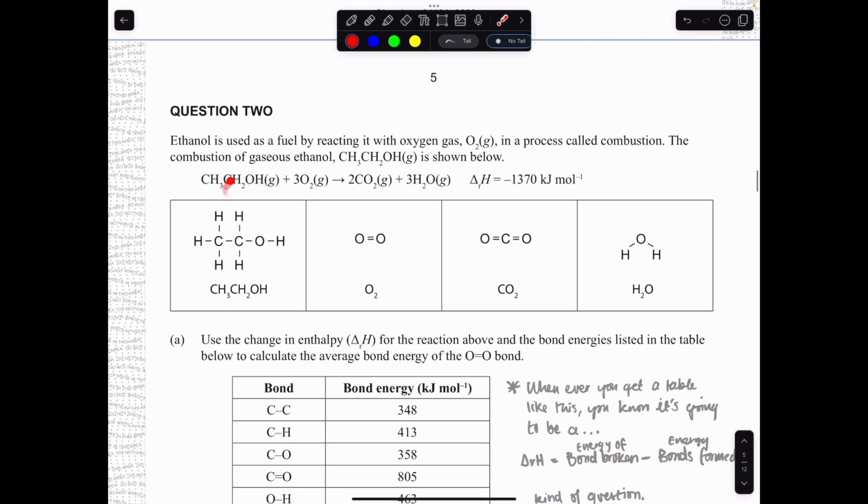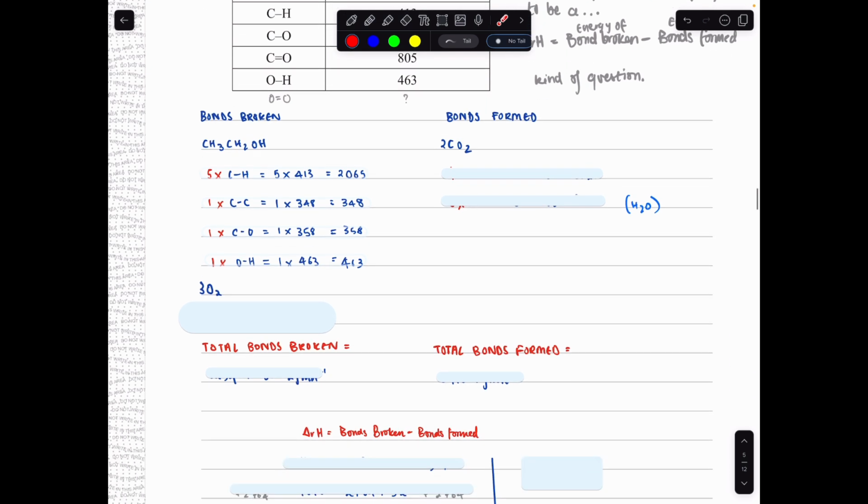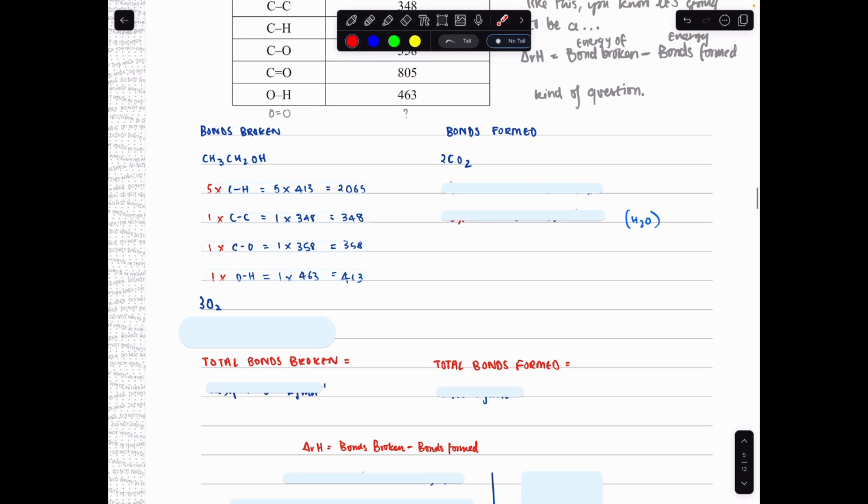So we've done this molecule here of the bonds being broken, and just a heads up, anything that's usually on the left side of the arrow are bonds that are going to be broken, whereas anything on the right side of the arrow are bonds formed. Okay, so we've got this to deal with. We've got to figure out the energy within those bonds.